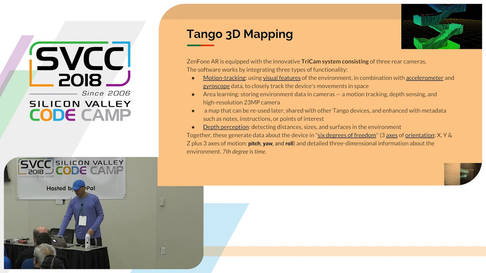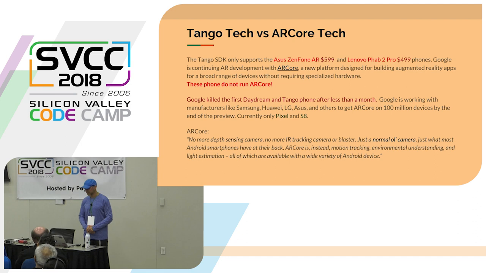But the problem was that it needed a lot of cameras and a lot of processing power, especially the cameras, to do this. When it came out, there was the Asus Zen phone for $599, and then Lenovo came out with one for $499. Both of these ran Tango, and you could do Tango development on them. But then ARCore came out, and Google said, you know what, we're discontinuing both of those.